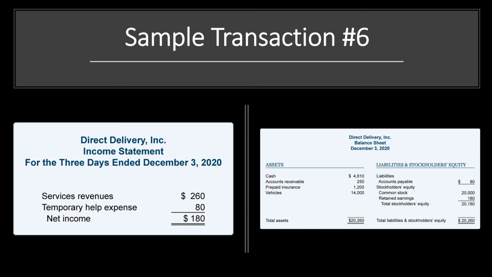This connection between the income statement and balance sheet is important. For one, it keeps the balance sheet and the accounting equation in balance. Secondly, it demonstrates that revenues will cause the stockholders' equity to increase and expenses will cause stockholders' equity to decrease.